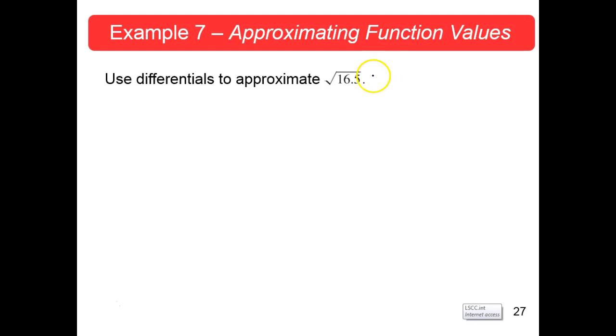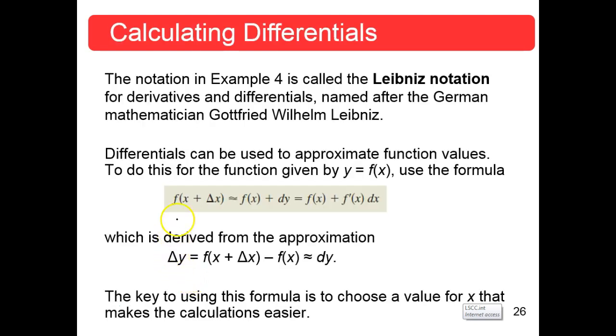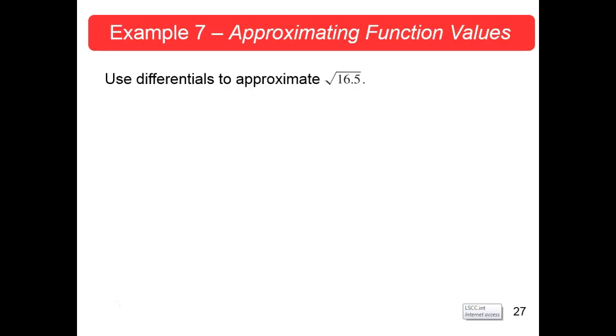So what we're saying, looking back at before, is that f of x plus delta x is going to be about f of x plus your dy, okay? And the dy being f prime dx, okay? So our function here is the square root function, right? Agreed?